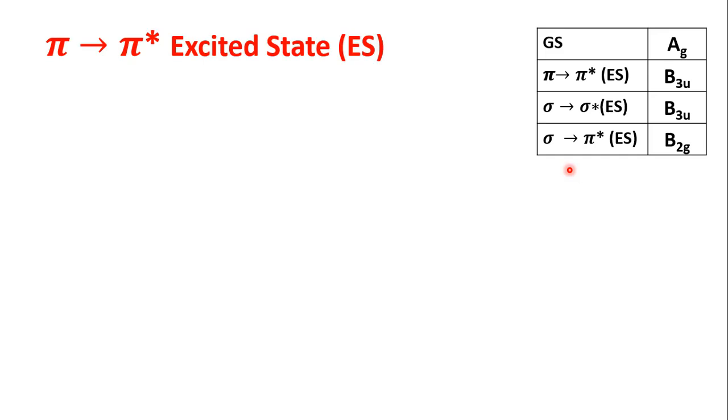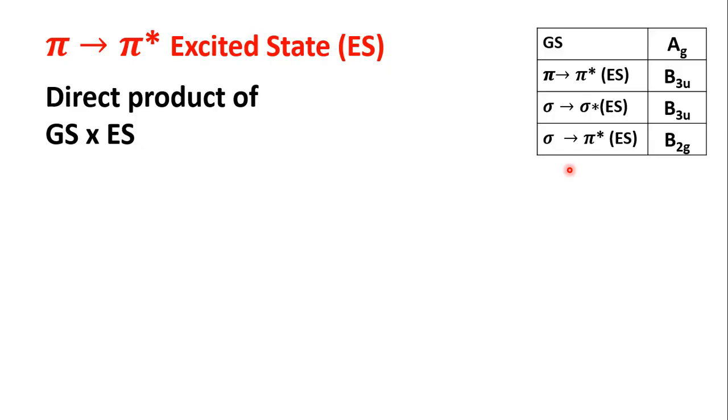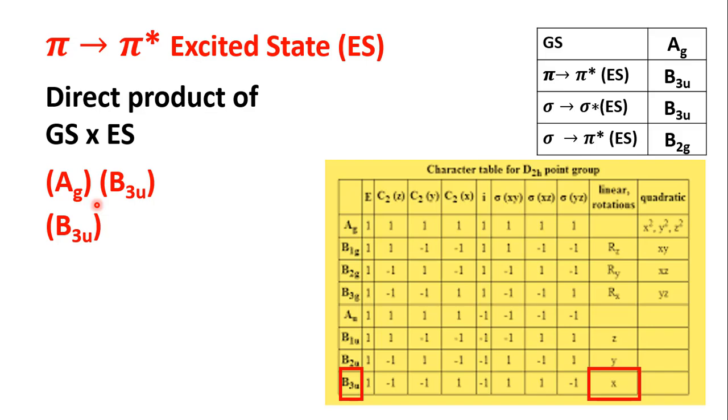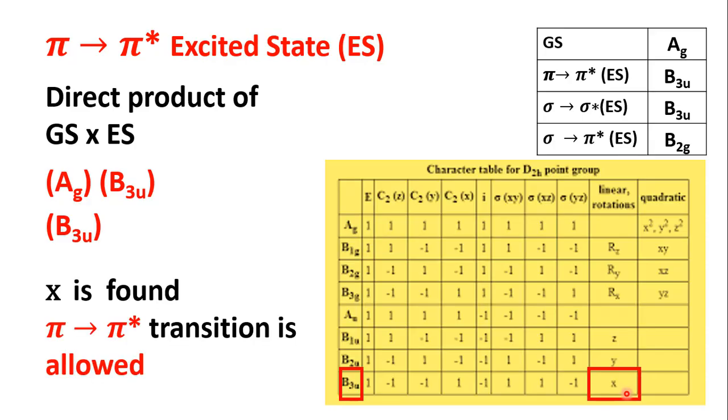Now we'll go to the pi to pi star excited state. We have to take the direct product of the ground state and excited state. The symmetry of the ground state is Ag. So instead of ground state, substitute Ag. The excited state for pi to pi star is B3U. So here we substitute B3U. Ag is all positive and so the result is B3U. And if you look at the character table against the B3U irreducible representation, you find the Cartesian coordinate x and so the transition is allowed. The pi to pi star transition is allowed.